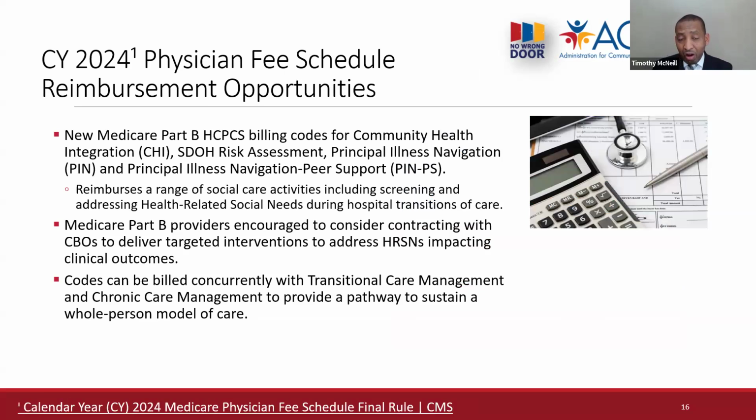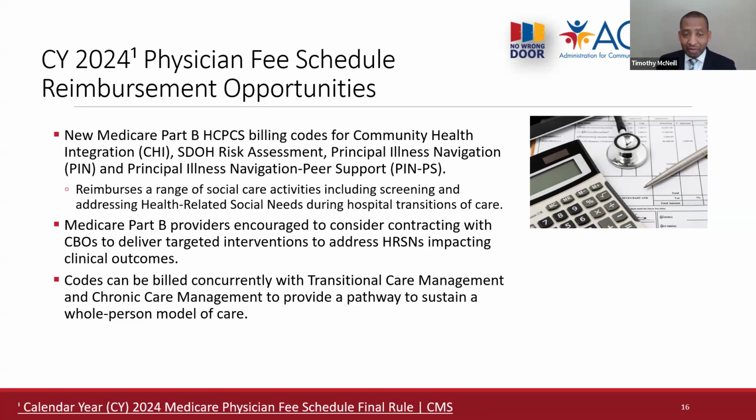So with all of this emphasis on screening and identifying the outcomes of the screening, the Centers for Medicare and Medicaid Services for calendar year 2024 established new payment policies to specifically create a pathway for reimbursement for addressing health-related social needs, which is the Community Health Integration Codes. It is a Part B benefit, specifically for persons who have a health-related social need.